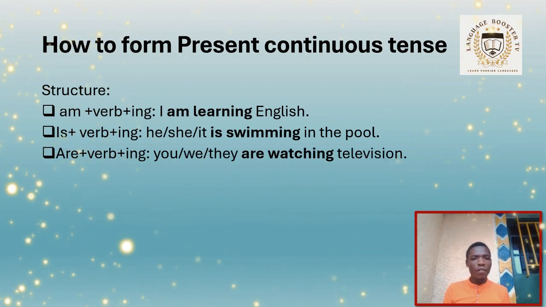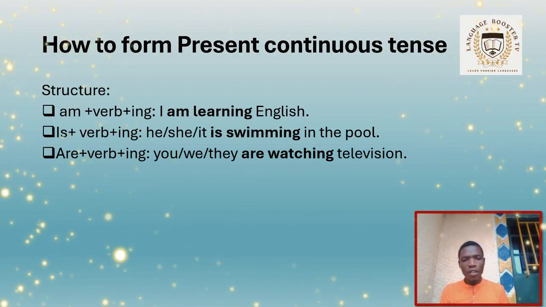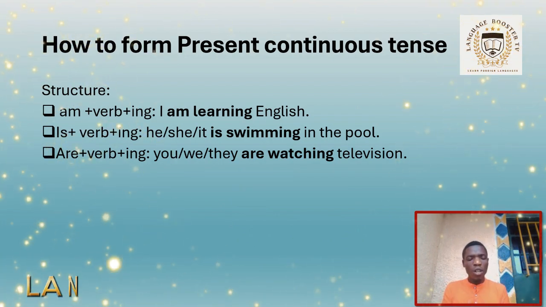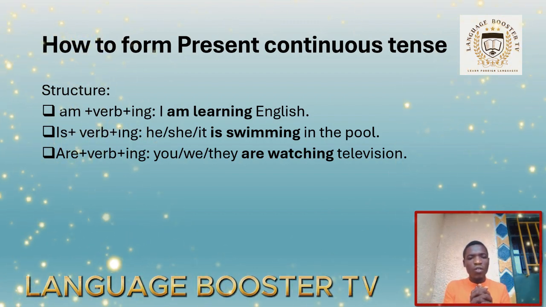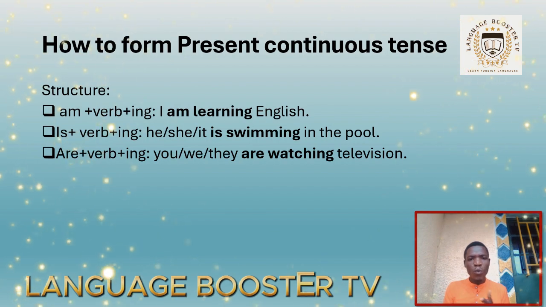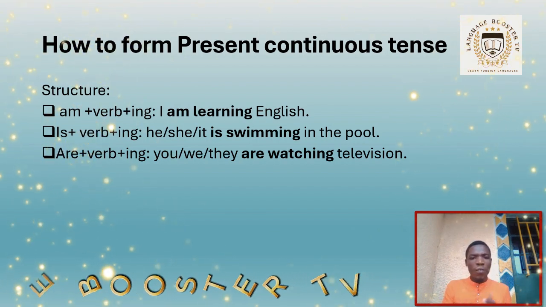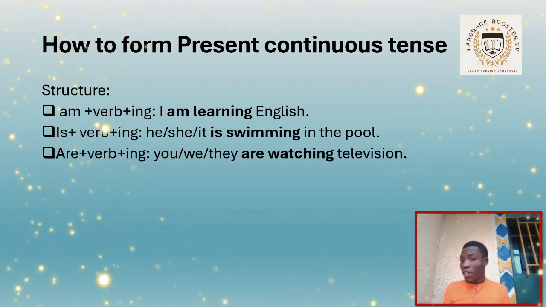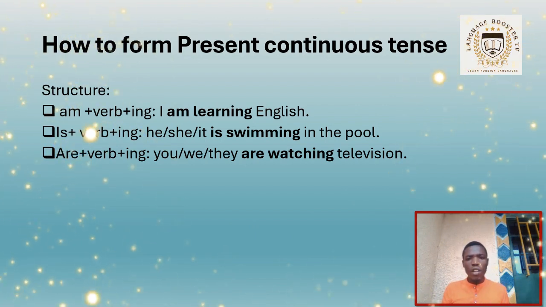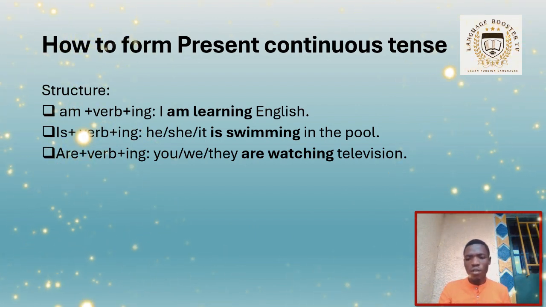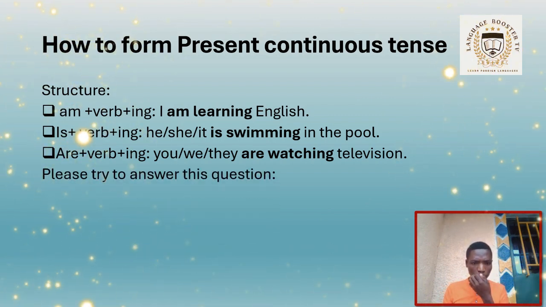We can also take the verb are plus a verb plus ing form, and remember that are is used for the subjects you, we, and they. For example, you are watching television. We are watching television. They are watching television. Great.